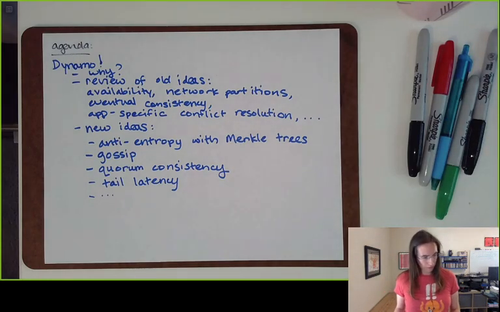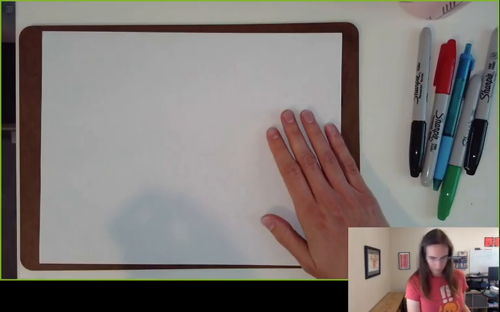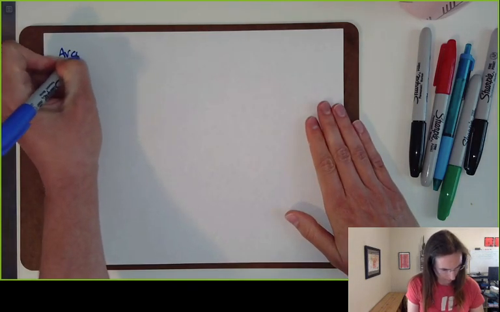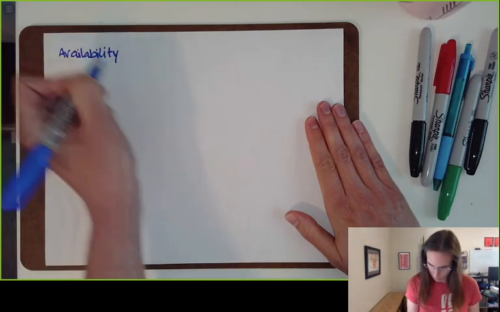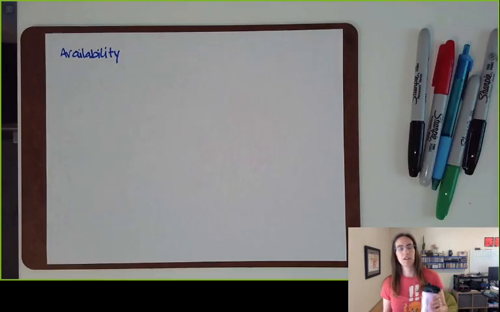So let's talk about these old ideas. So availability. This is a big one. So how did we define availability? Remind me, when we talked last time, how did we define this notion of availability?